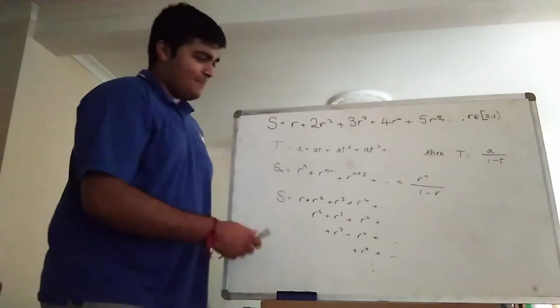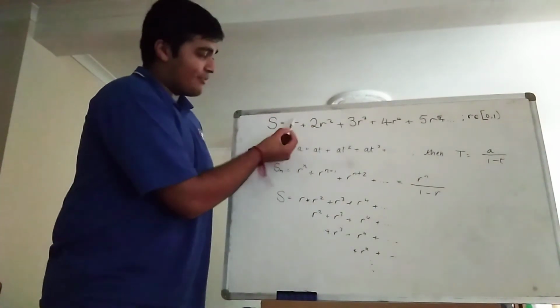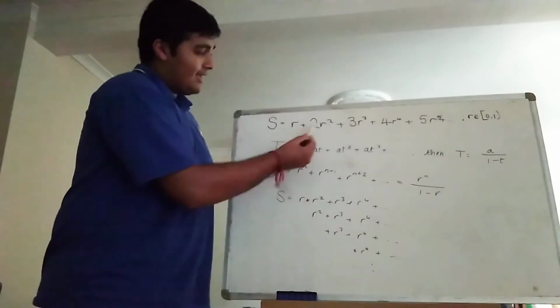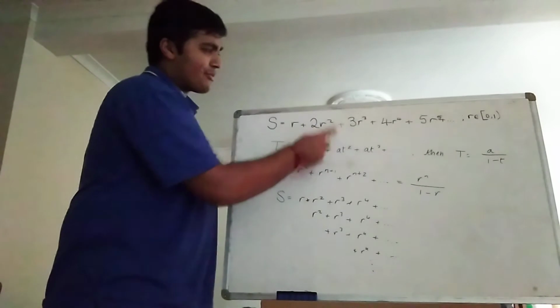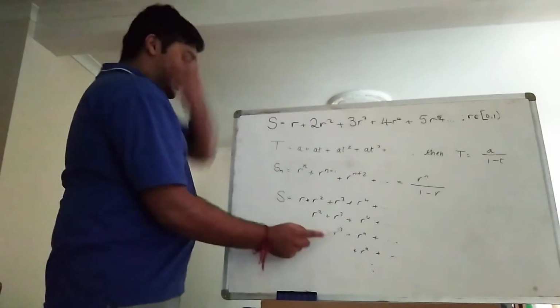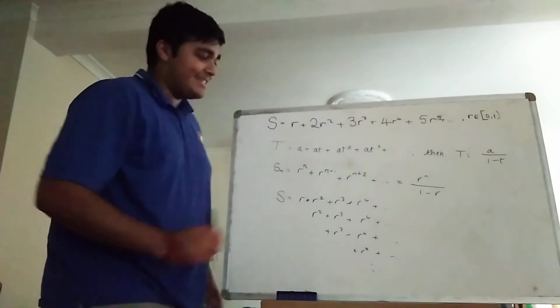So what have I done here? I've rewritten S as this, and why does this work? Well, look here, I've got 1r, and that 1r's there. And here I've got 2r squared, well I've got 2r squared there. Here I've got 3r cubed, well I've got 3r cubed here. 4r to the 4, 4r to the 4 here, and you see the pattern, it continues.